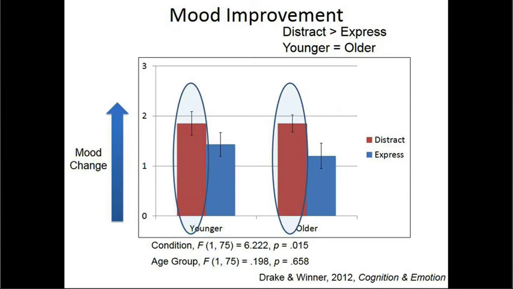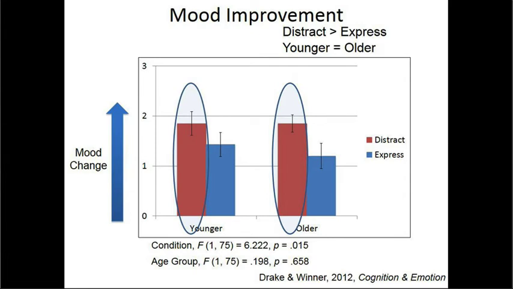Okay, so here we have the results for mood improvements, and I'll walk you through the graph. So along the x-axis, we have age groups. We have the younger and the older children. And then along the y-axis, where you see that blue bar, mood change. So we looked at how much did mood improve from when they thought about the sad event to after they had completed their drawing.